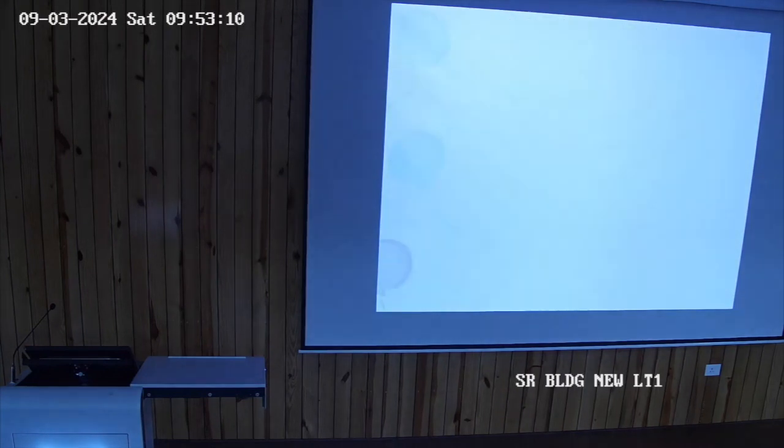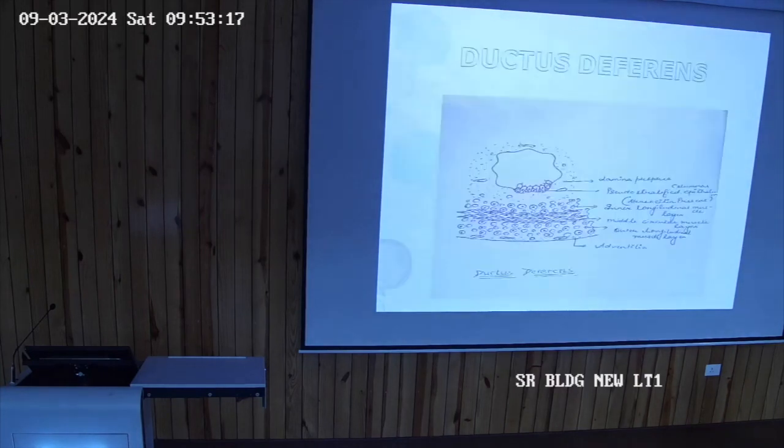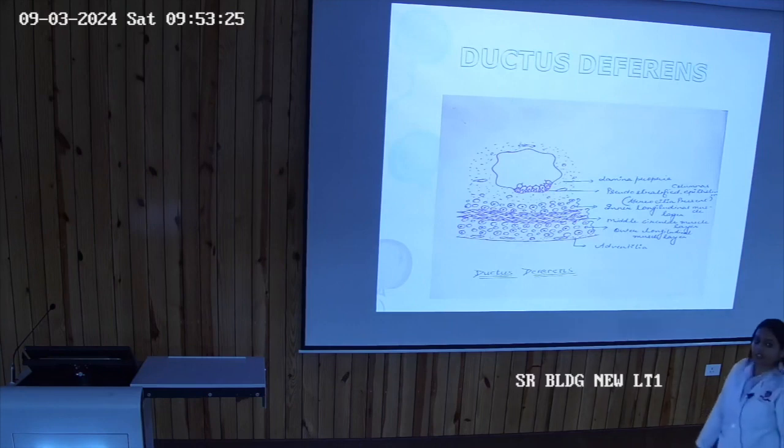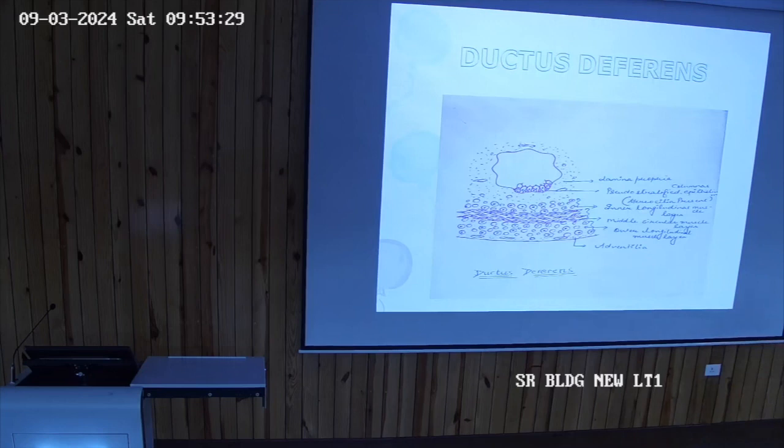Next we have the histology of vas deferens. What is the key feature here in the vas deferens? Star shaped lumen. So we have a star shaped lumen thrown into mucosal folds. These are again lined by pseudostratified ciliated columnar epithelium having stereocilia, principal cells, and basal cells, and then they are surrounded by lamina propria. The second important feature is three muscular layers: inner longitudinal, middle circular, and outer longitudinal.